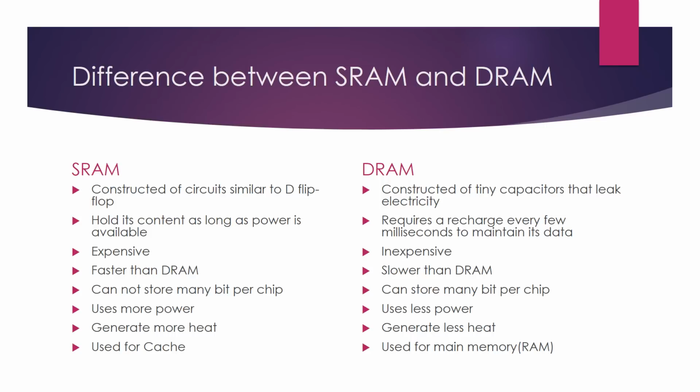Then there are two further categories of RAM: SRAM and DRAM. SRAM stands for static random access memory. DRAM stands for dynamic random access memory. We have already discussed what these memories are. Now we are going to see the difference between these two memories.